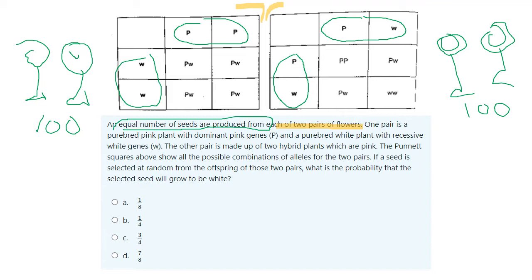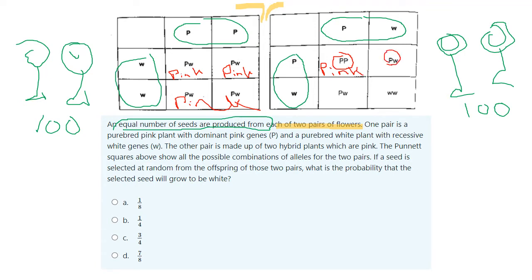Well, let's have a look. This one has a P, so it will be pink. This one has a dominant P, so it will be pink. In fact, all of these will be pink. They will all be hybrids, but they will all be pink. This one will be homozygous. It will be pink and it will not be carrying any white.